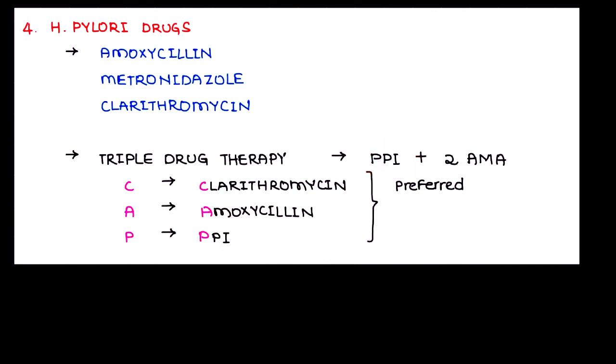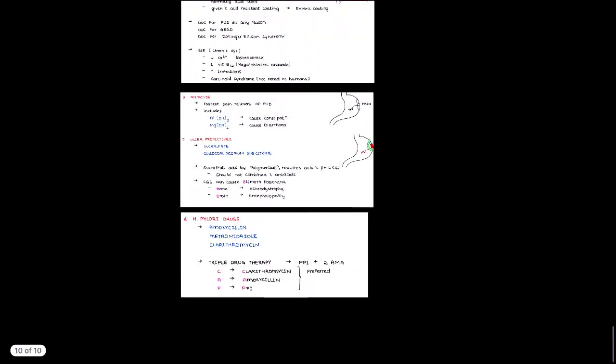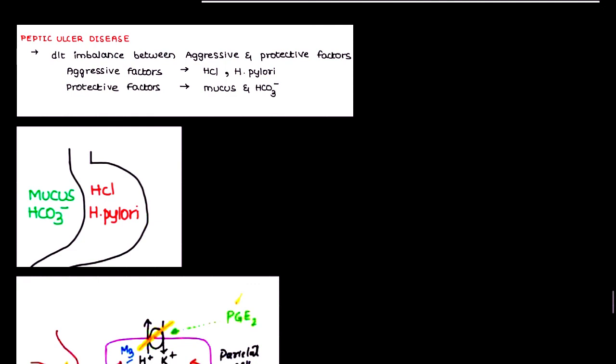For example, we have CAP. What is this? C, clarithromycin, and A, amoxicillin. These two are our antimicrobial agents, and P is our PPI, proton pump inhibitor. We can use any of these: lansoprazole, pantoprazole, esomeprazole, any of these. So this was all about the drugs used in peptic ulcer disease, or therapy of peptic ulcer disease.